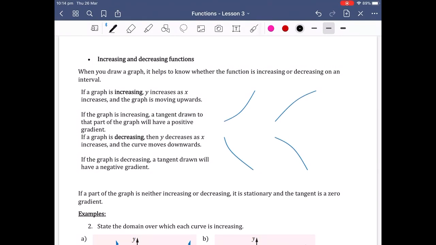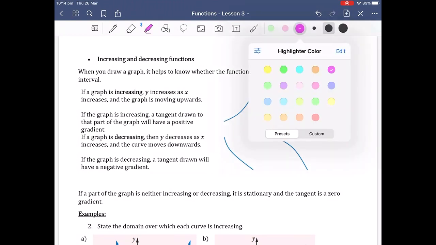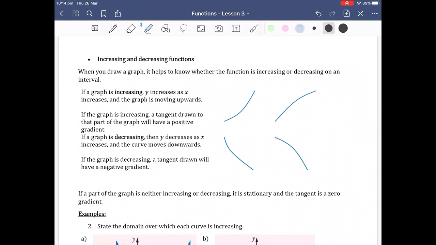Next, we're moving on to increasing and decreasing functions. When you draw a graph, it helps to know whether the function is increasing or decreasing on an interval. If a graph is increasing, y increases as x increases, and the graph is moving upwards. So if the graph is increasing, a tangent drawn to that part of the graph will have a positive gradient. If we draw a tangent to our graphs here, a tangent just means a line that hits our graph, like so, a straight line, a linear function, we'll see that it is going in a positive gradient.